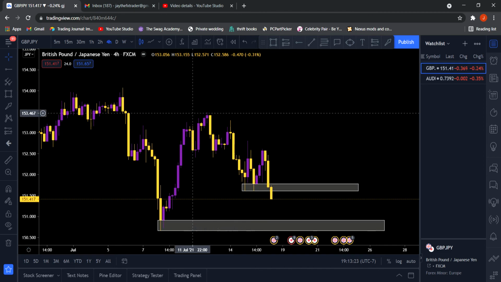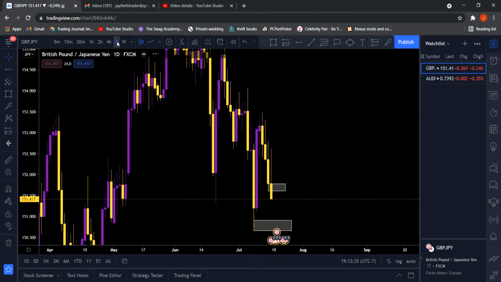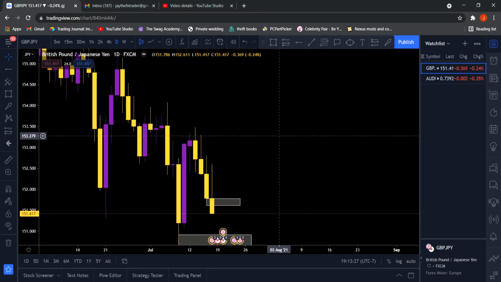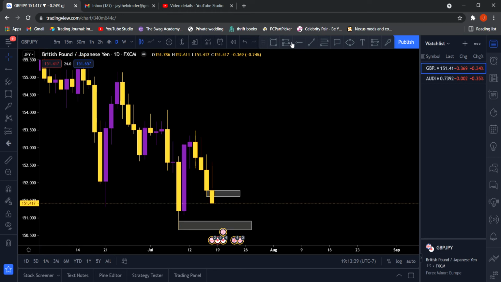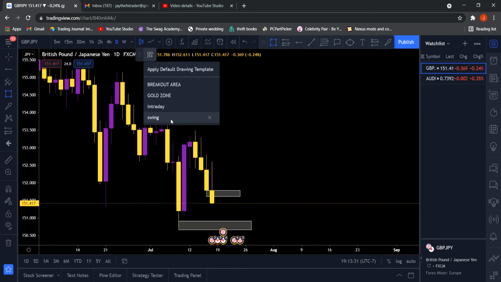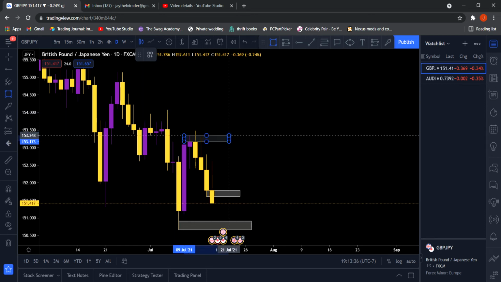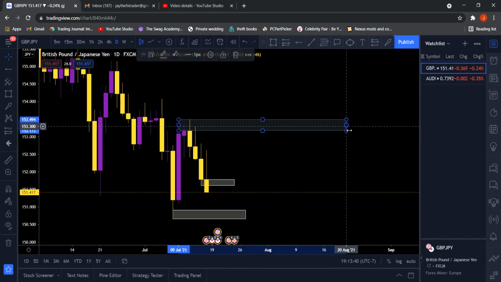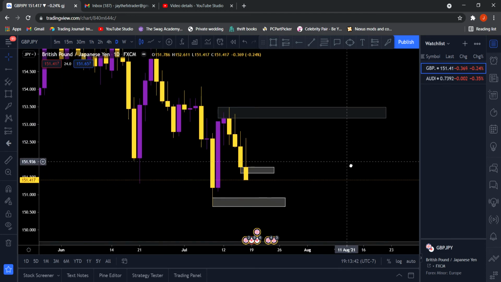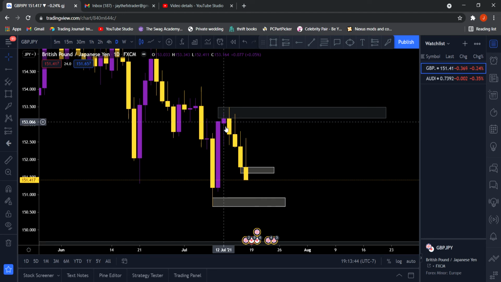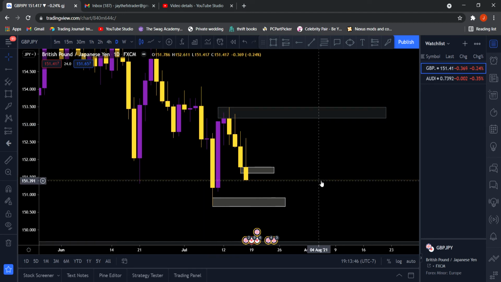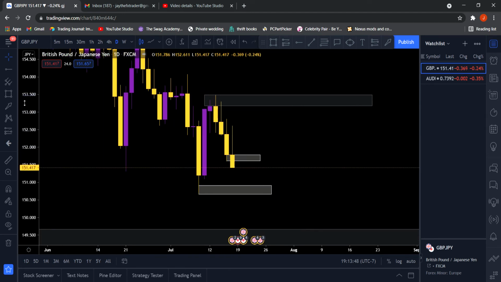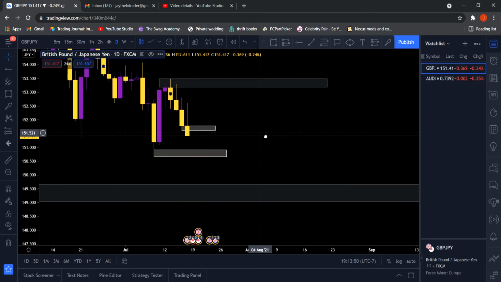I guess I can put a resistance zone right here. And if it breaks above this last lower high that it made on the daily time frame, then I'll be looking to buy. So yeah, that's all I'm looking for.